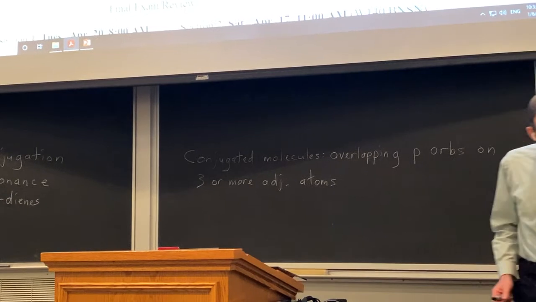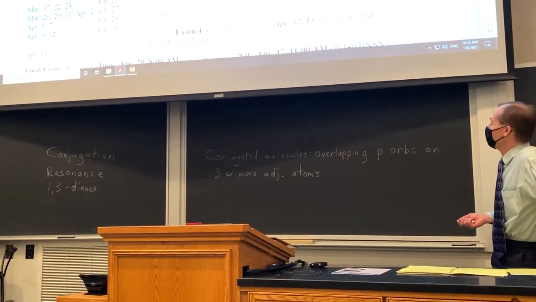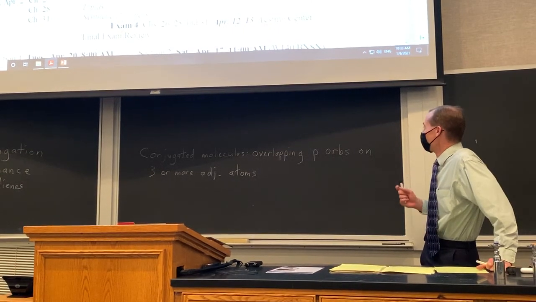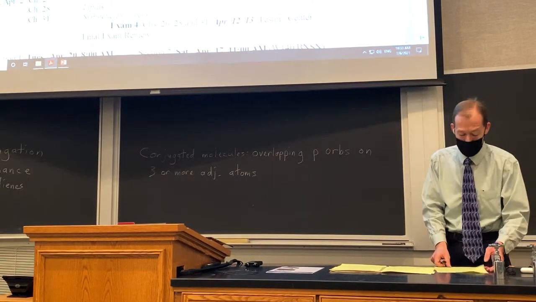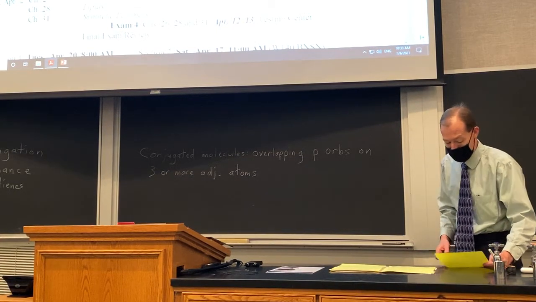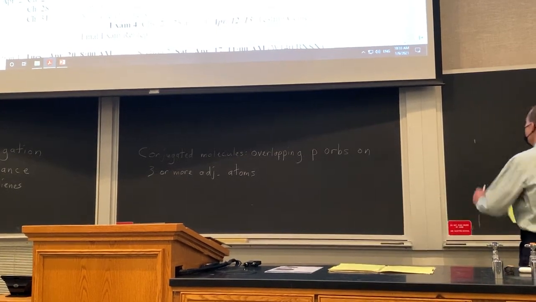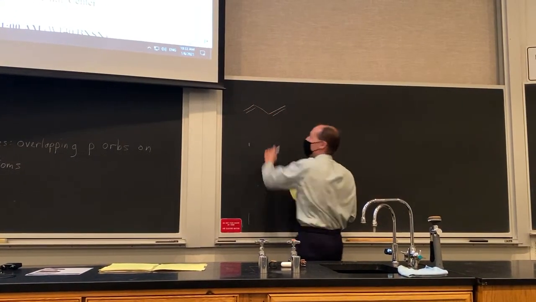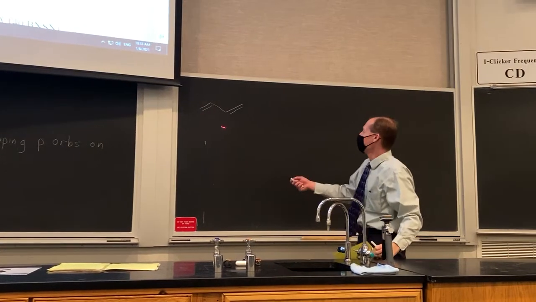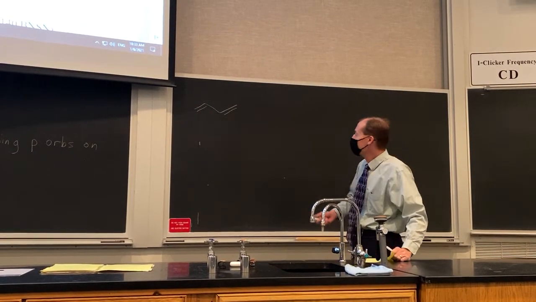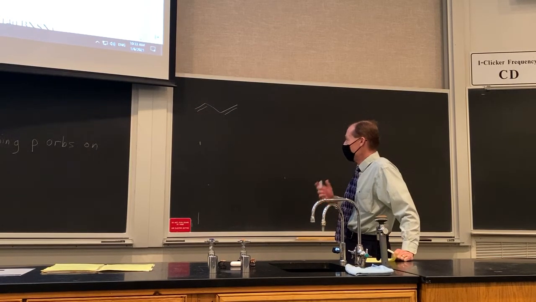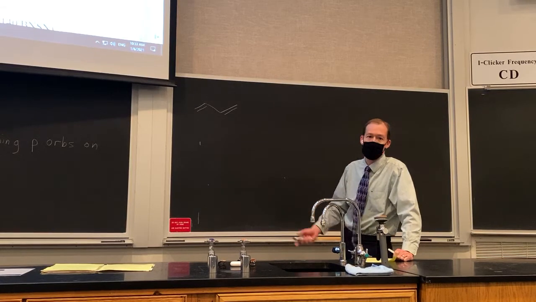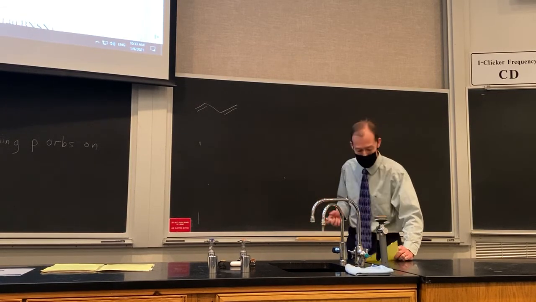So, conjugated molecules. Molecules possess conjugation if they have overlapping p orbitals on 3 or more adjacent atoms. A common example of a conjugated molecule is a 1,3 diene. So we see here a 1,3 diene. All 4 of the carbons in this 1,3 butadiene are sp2 hybridized carbons. So each of these carbons has a p orbital.